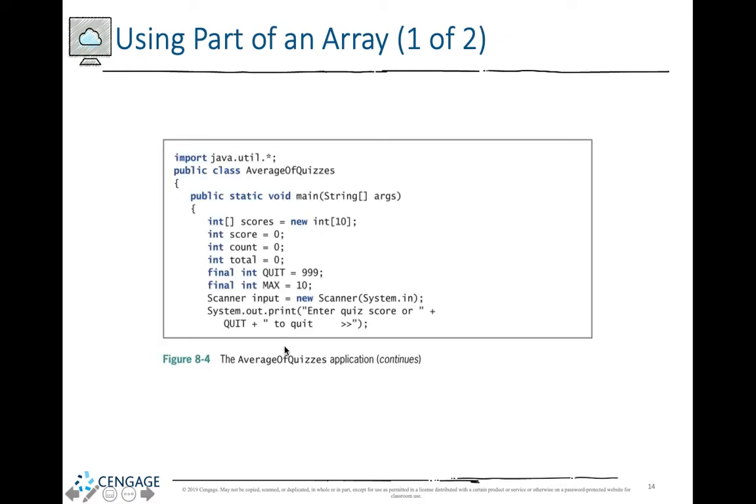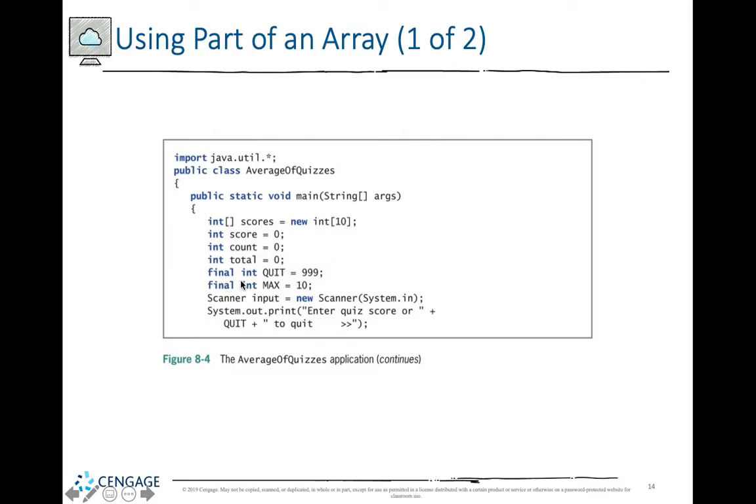All right, so let's look at an example. We have a new score variable created. It's an array variable of type int, right? It specifies 10 indices, 10 elements. We have score equals 0, count equals 0, and total equals 0.